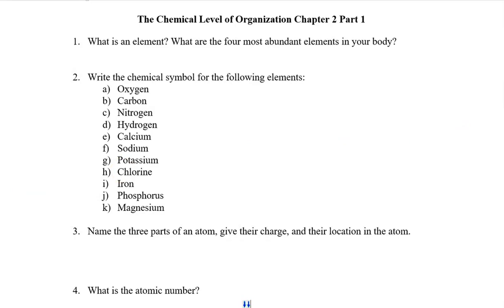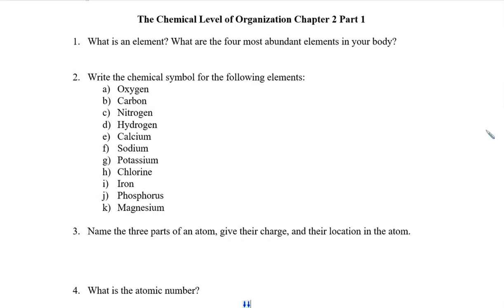So the note page looks like this, and it starts out with what is an element. Last lecture we talked about the smallest part of matter, which is called an atom. An atom is just one single little thing, the smallest you can break it down into. It is not considered living. Okay, so an atom's not living.